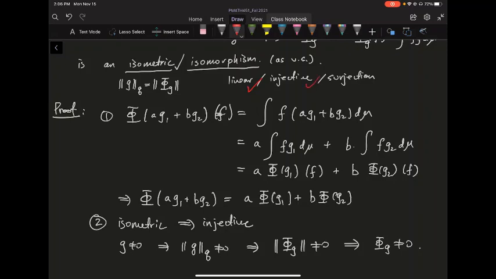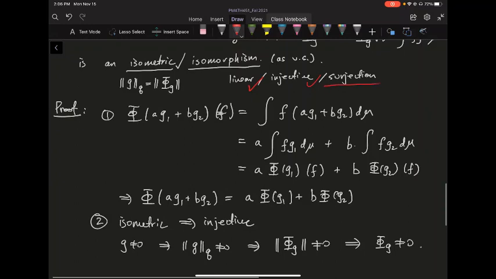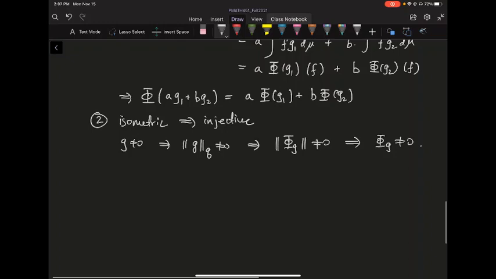So it really just comes down to the last one, surjective. I basically need to show that everything in the dual space of the LP space comes from one of these phi of g. I need to take any functional in the dual space of LP, and show that it is actually given by some phi of g. I need to construct a g essentially. That's basically what we need to prove.